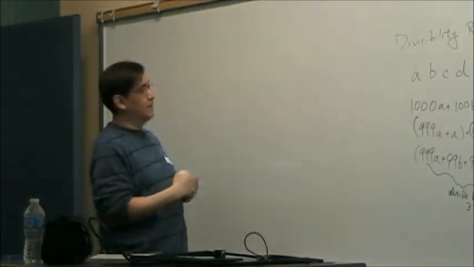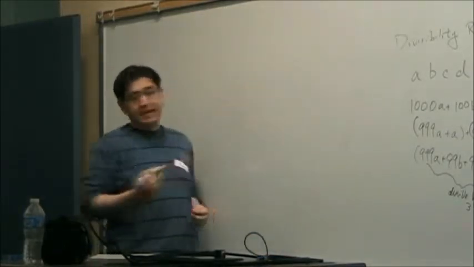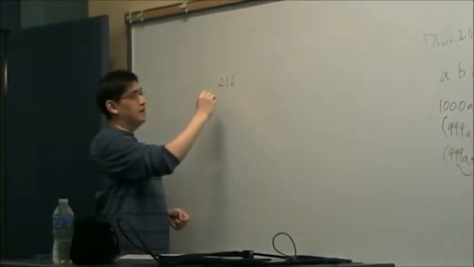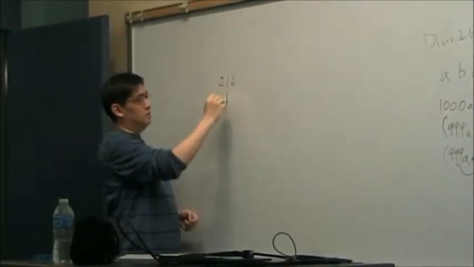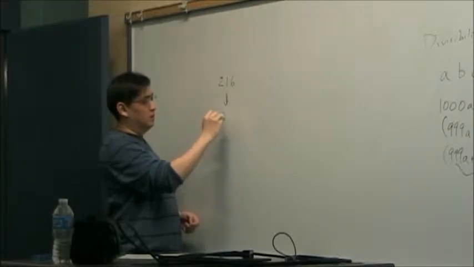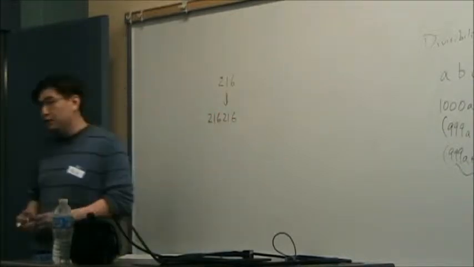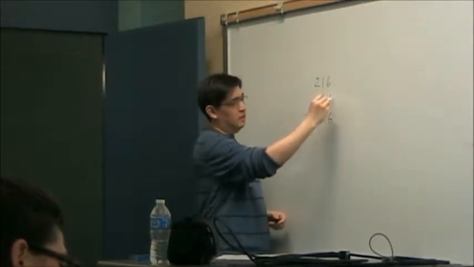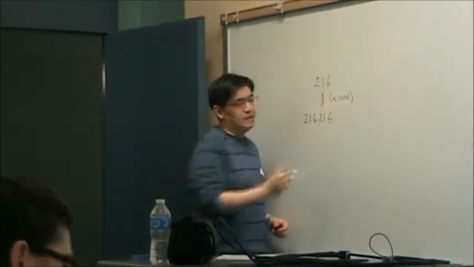So the question that I asked very briefly was, let's say instead of the 3-digit number, we use the example of 216, and I wanted a way to essentially go from 216 to 216216. And that just happens to be essentially multiplying by 1001.